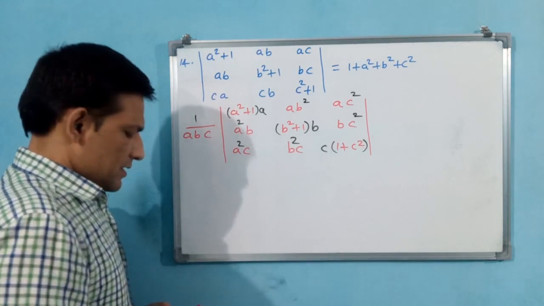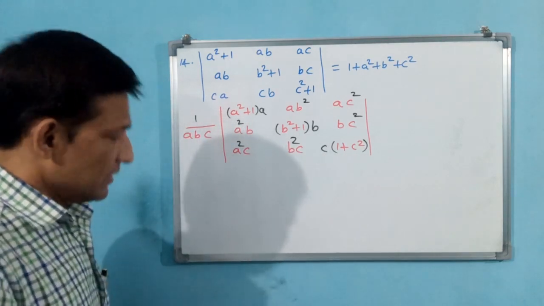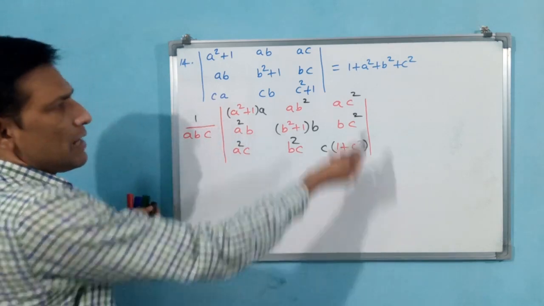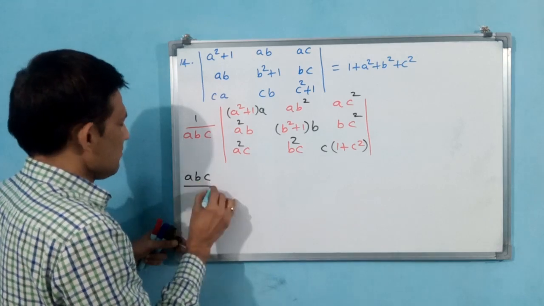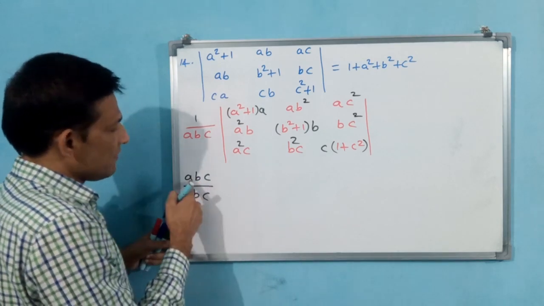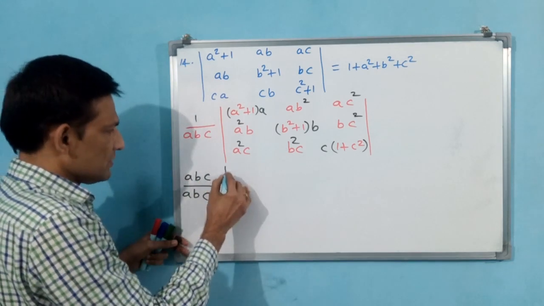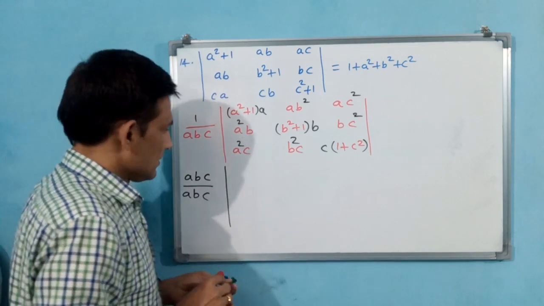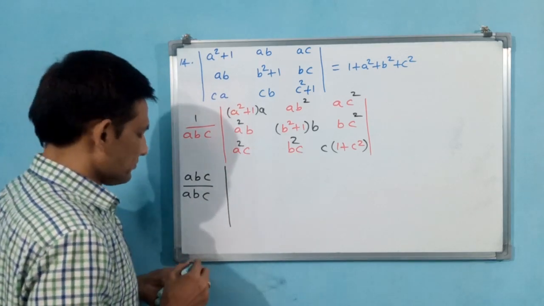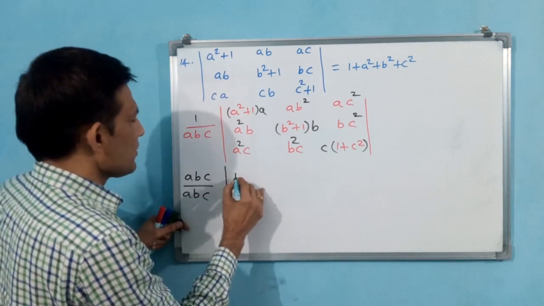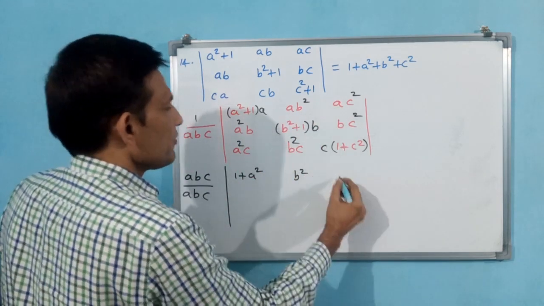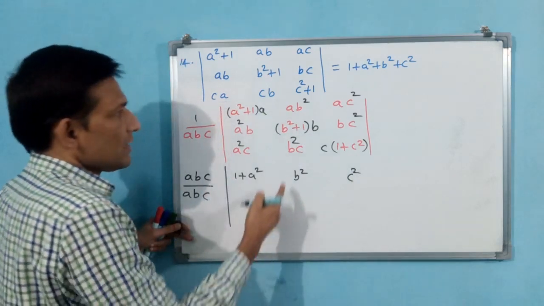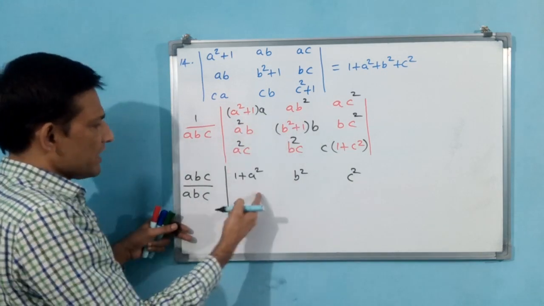Okay. Let us see again what I am doing. I am taking out, again you see, ABC by ABC. Why ABC? ABC I have taken out. After taking out, this is going to become only 1 plus A square. This is going to become only B square. This is going to become only C square. Why? Because remaining A I have taken outside.